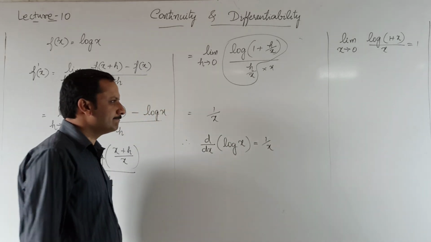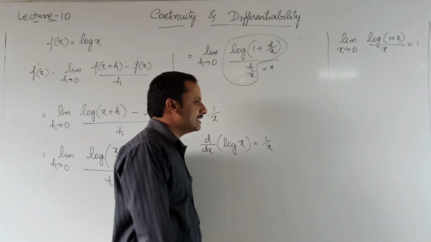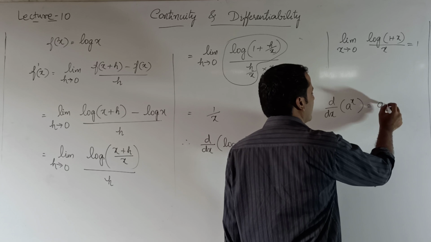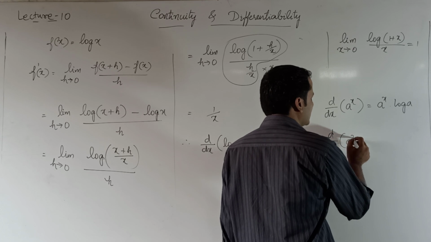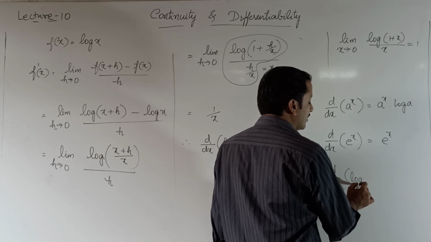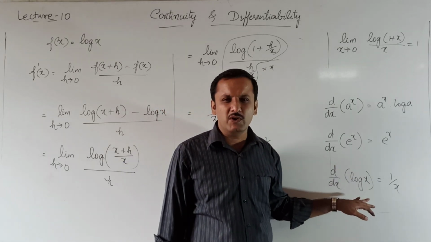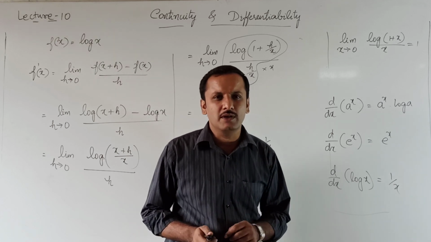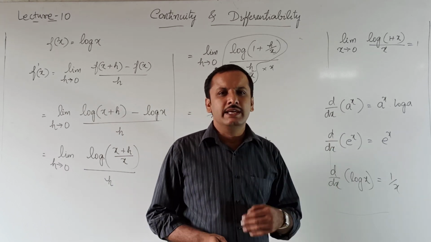Okay, so among all the things what I have explained here, from exam's point of view, what is necessary is only this. D by dx of a power x is equal to a power x into log a, and d by dx of e power x is equal to e power x, and d by dx of log x is equal to 1 by x. These three things you need to remember from exam's point of view. Other proofs will not be asked in the examination. Okay, that I have explained here just for your knowledge. Okay, these three formula we should remember, which we shall be using in our next class.